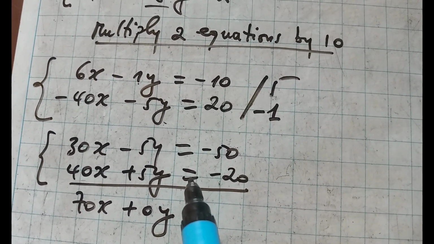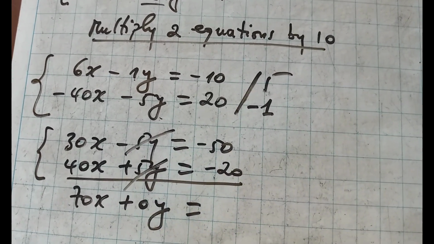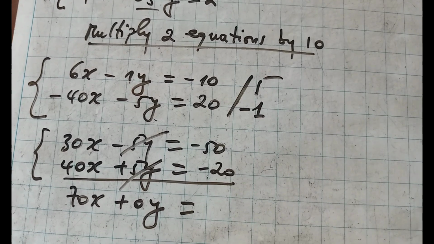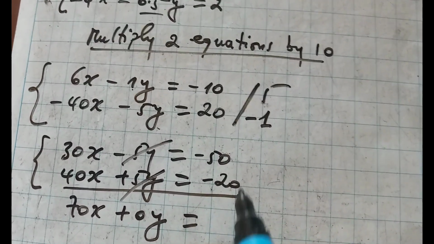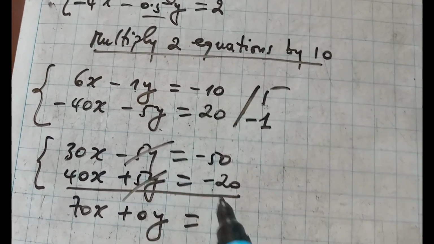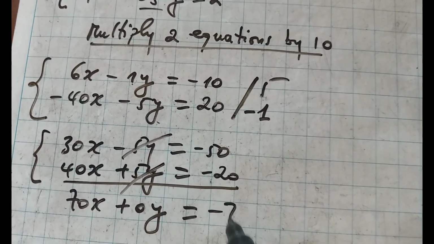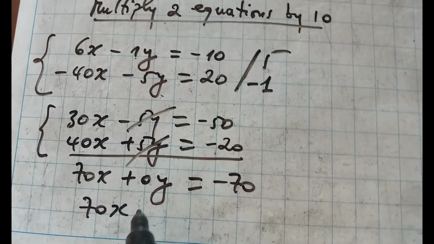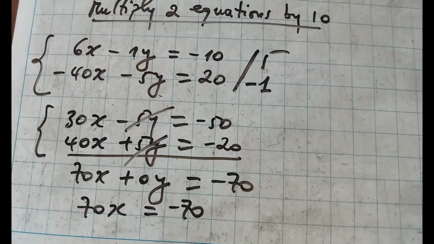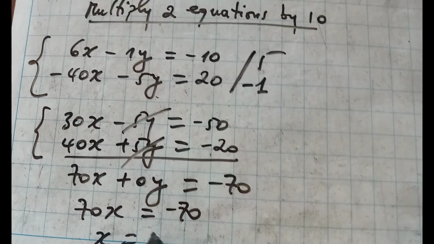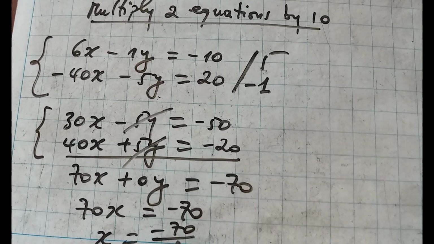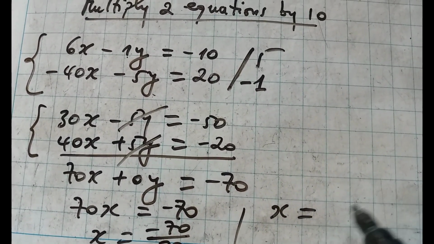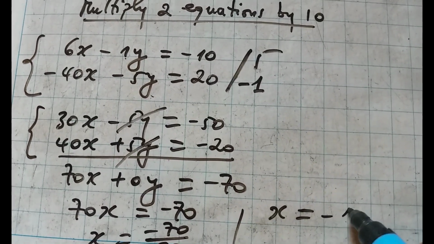This is the reason why sometimes we do like this one. We cancel those ones by using this bar. Then we have negative 50 plus negative 20, which is negative 70. Now I have 70x, which is equal to negative 70. My x will be equal to negative 70 divided by 70. Then my x is equal to negative 1.